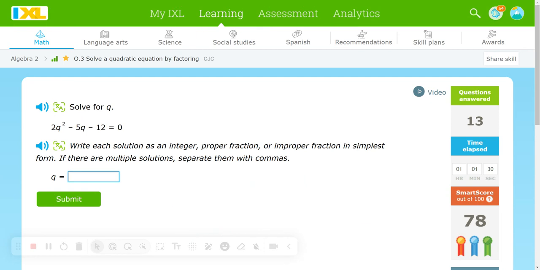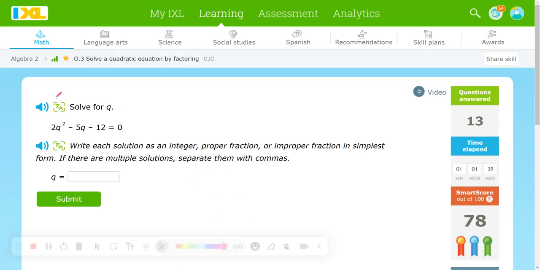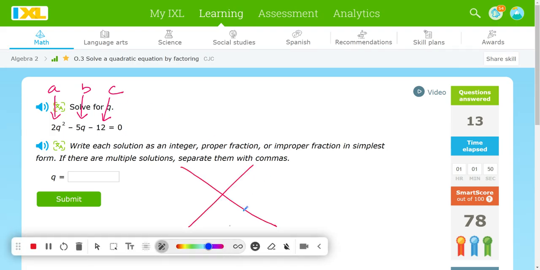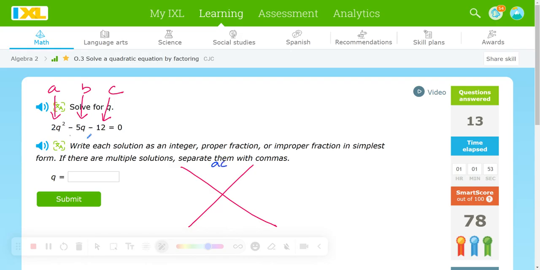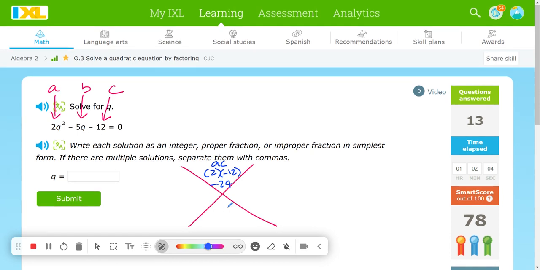Okay, so this is level 3. So let's do one more time here. Okay. So I'm gonna find out A, B, C. So A equals 2, B equals negative 5, and then C equals negative 12. Okay. So I got my diamond here. Let's put in A and C. A happens to be 2. C is negative 12. So it comes out negative 24. And then B happened to be negative 5.